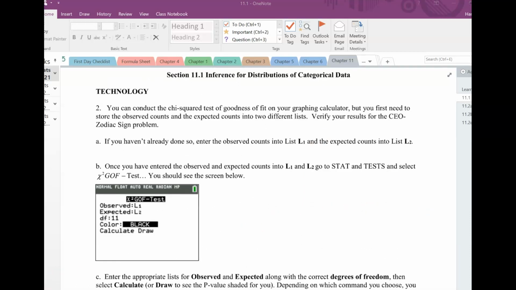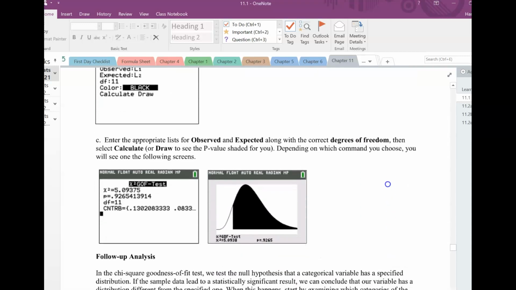As with all of our significance tests, you can do these in the graphing calculator also. What you're going to want to do is put your observed counts in list 1, and your expected count into list 2. And then from your list of tests, remember you hit stat, arrow over to tests. You're going to select the chi-square goodness of fit test so you can see the screen that's shown there. You put down your lists and your degrees of freedom. And then you can choose to either calculate or draw.